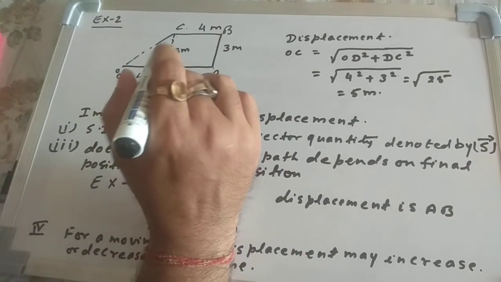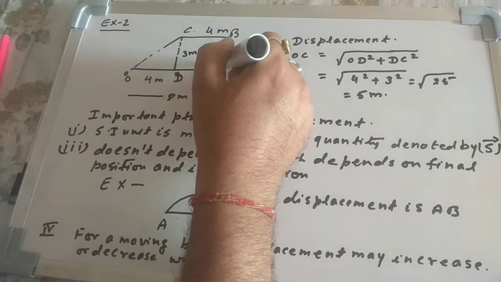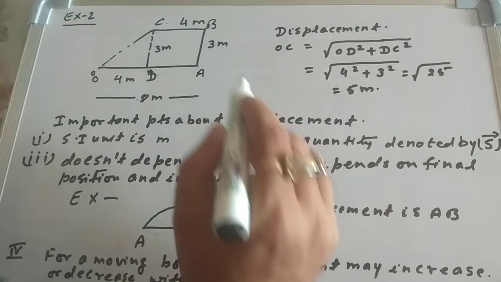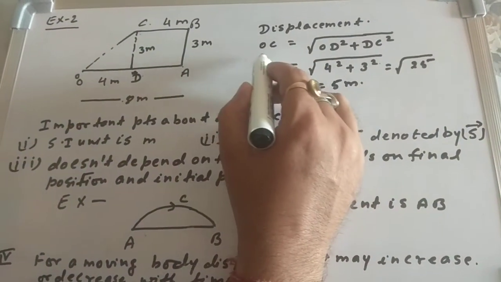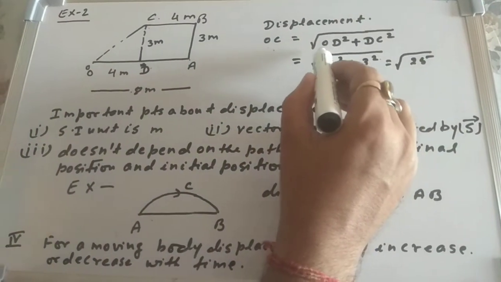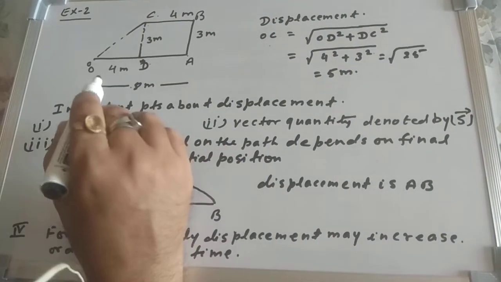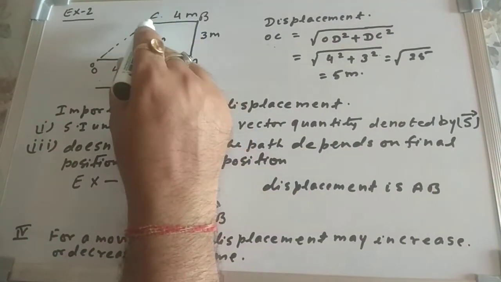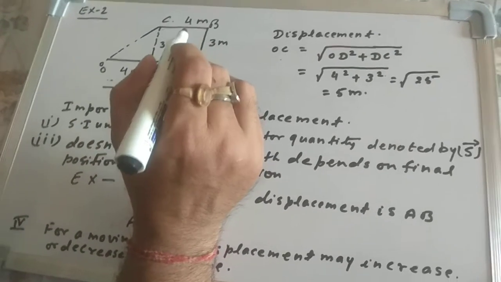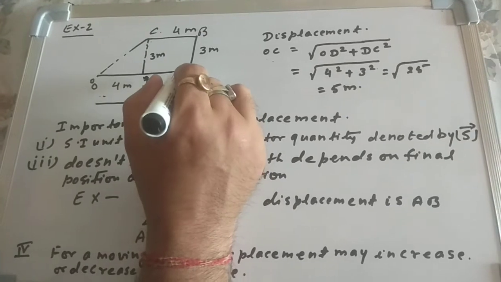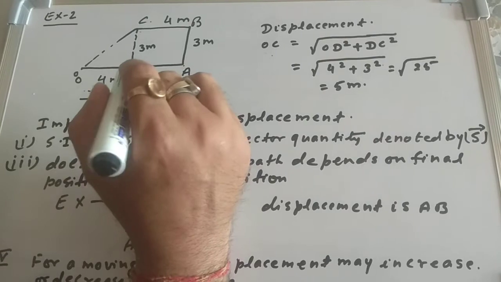Now we have to find the displacement. What I have done in this figure, I have made a parallel line CD across AB. So the displacement is OC. OC is equal to under root OD square plus DC square. Now what is OD? You can see BC is equal to 4 meter. Therefore OD is also equal to 4 meter. Why is it so? Because AD is 4 meter. So 8 minus 4, that is 4. So OD is equal to 4 meter.